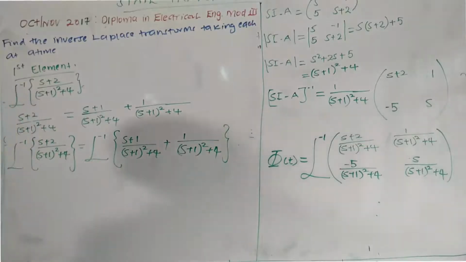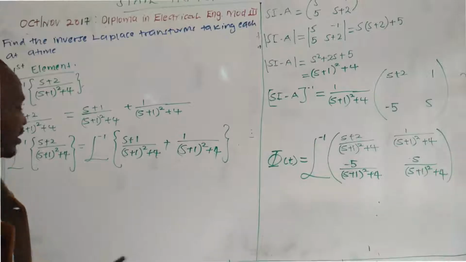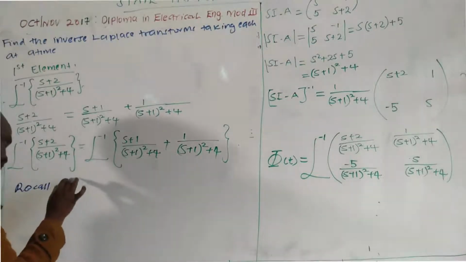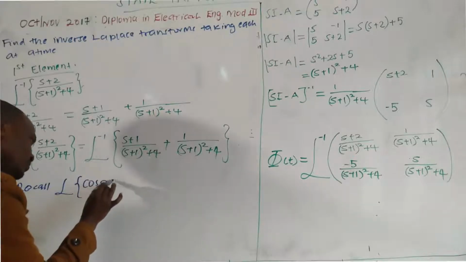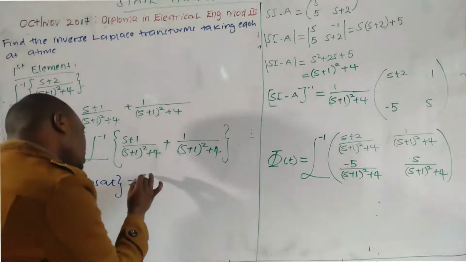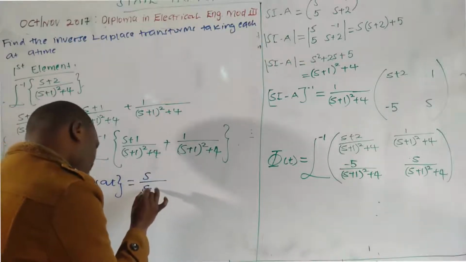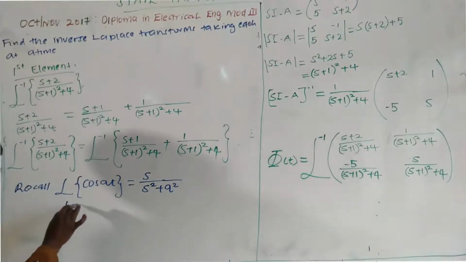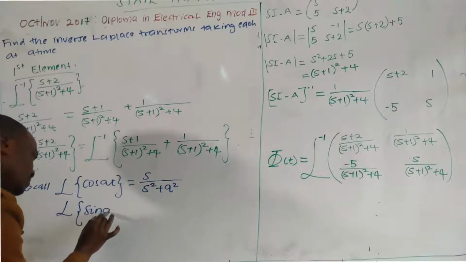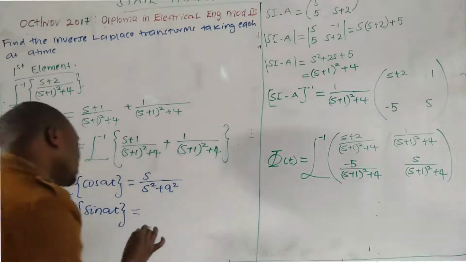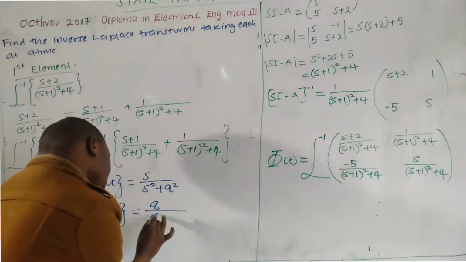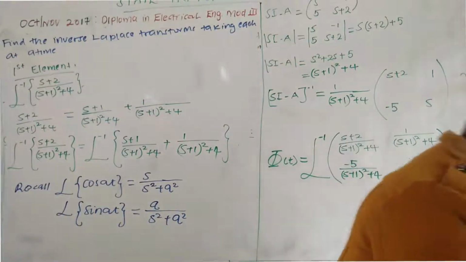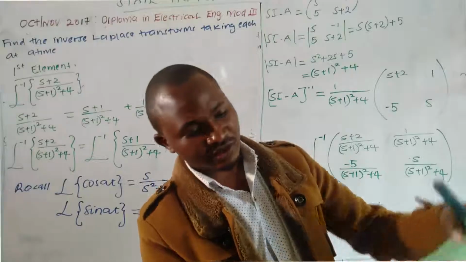But recall from our Laplace transform work, recall the Laplace transform of cos at is equal to s over (s squared plus a squared). The Laplace transform of sin at is equal to a over (s squared plus a squared). Actually, you have this on your table. They are provided in the first paper at the back, but it's not always the case.